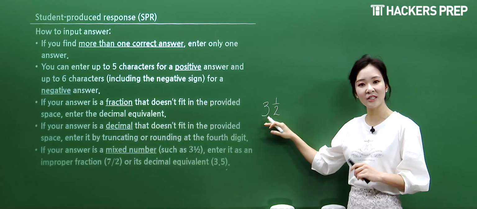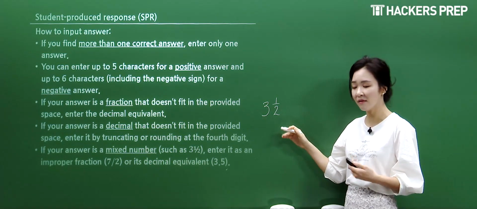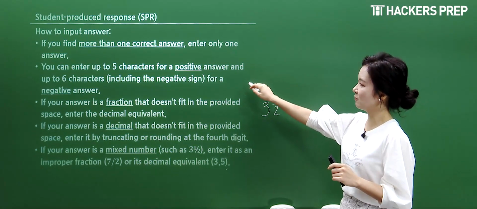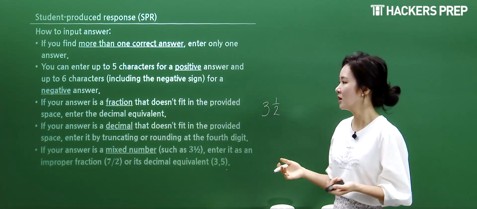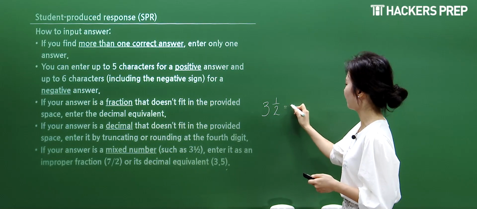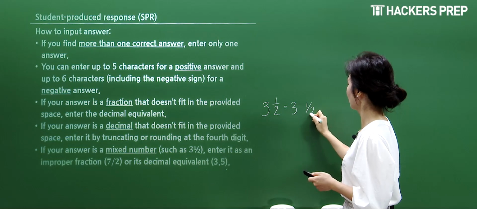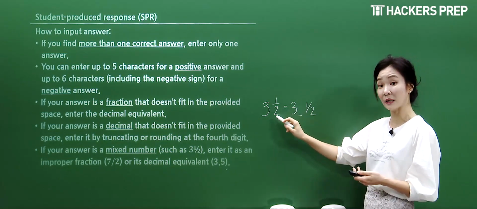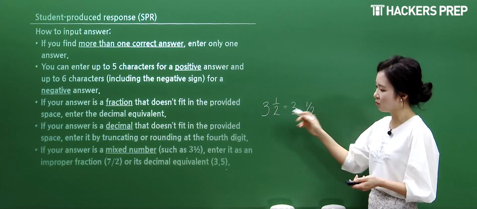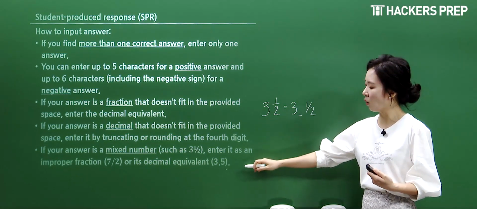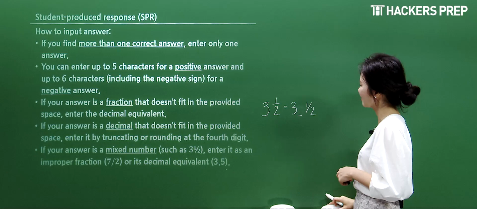This is easily read as 3.5 or 3 and 1/2. But when they say up to 5 characters are available, there's not really a character for space. And even if there were, we would not be able to indicate that this is in fact equivalent to that. So in this case, what they recommend is to leave it as an improper fraction to avoid the confusion, or convert it into a decimal.